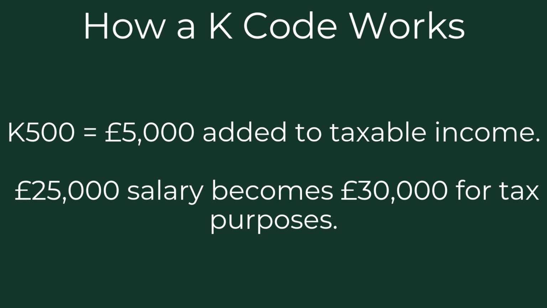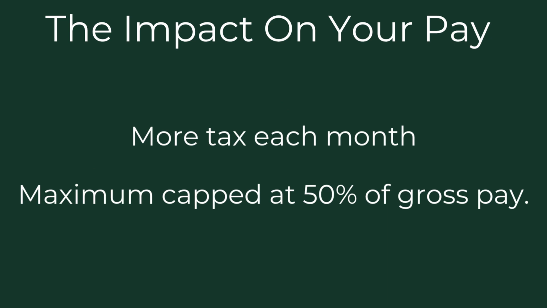With a K code, the number is added to your income instead. A code of K500 means £5,000 is added to your taxable income. So if you earn £25,000, your taxable income for that calculation becomes £30,000. Because a K code increases your taxable income, you pay more tax each month than you would on the same salary with a standard code.